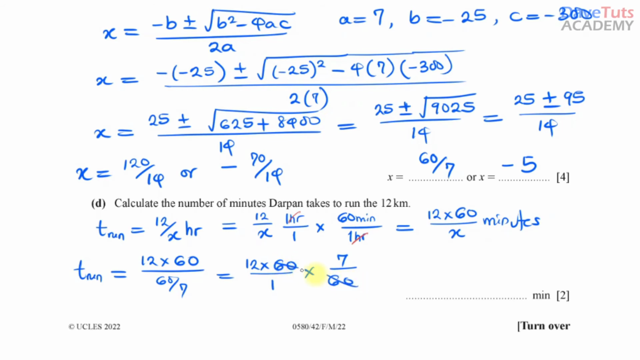So this 60 and this 60 will cut. 12 multiplied by 7, what is that going to give us? That is going to give us 84. So this is 84 minutes. Then we can put that as the answer here, that this is 84 minutes as the time that Tapan takes to run the 12 kilometers.